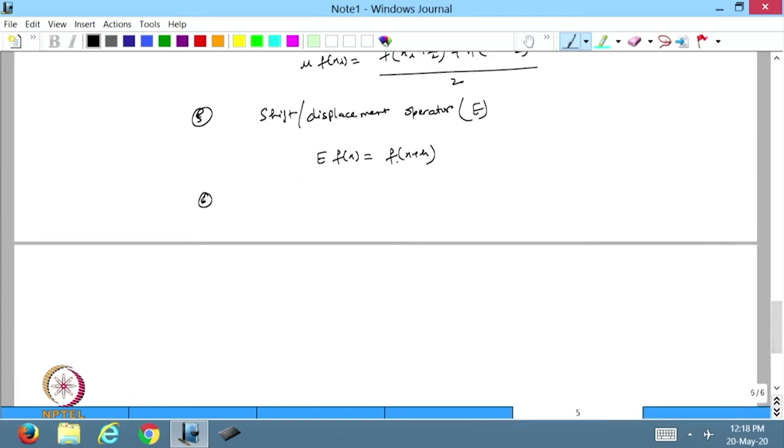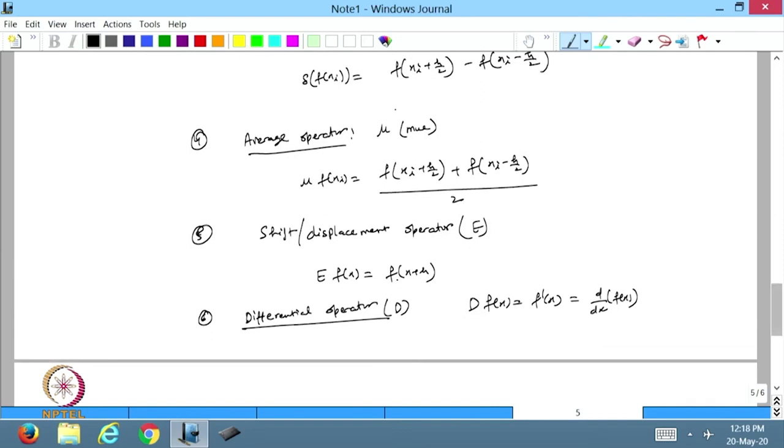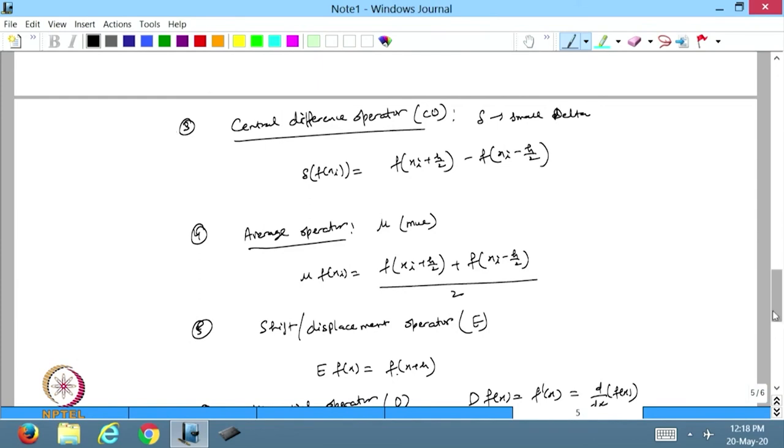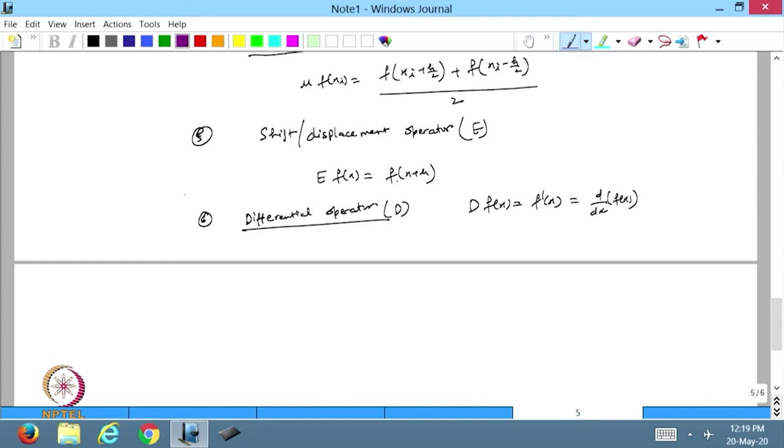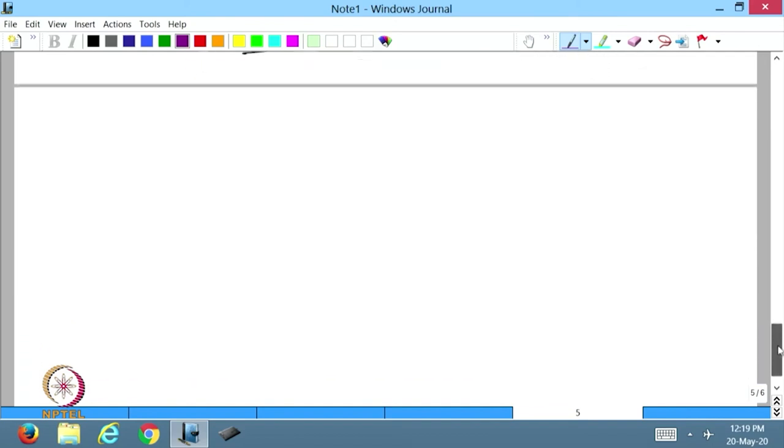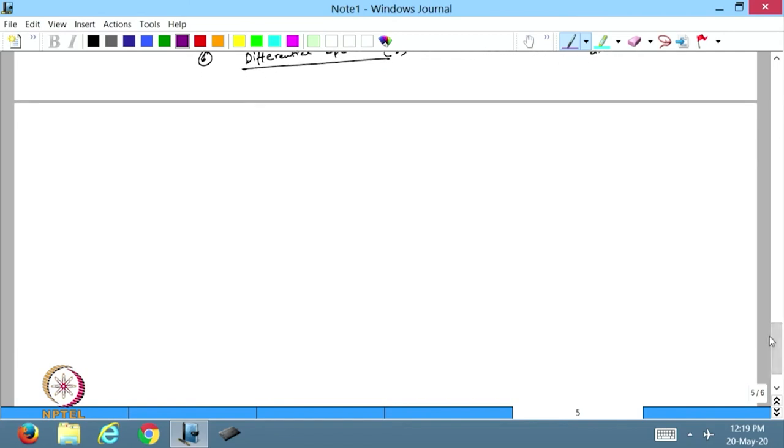And the next one is the sixth one, that we already know, that is called the differential operator. The differential operator we apply on the function, and it is represented by capital D. So capital D of f x, as I know, will be f dash x, and that is equal to d by dx of f x. The differential operator is applied only for a differentiable function. But whatever we have used before that, we are applying on the given data. So up to the fifth, they are all called difference operators, because they are applied on the data and give you the difference. The last one is the differential operator, which is only given for a differentiable function. So those are the operators we have introduced here.